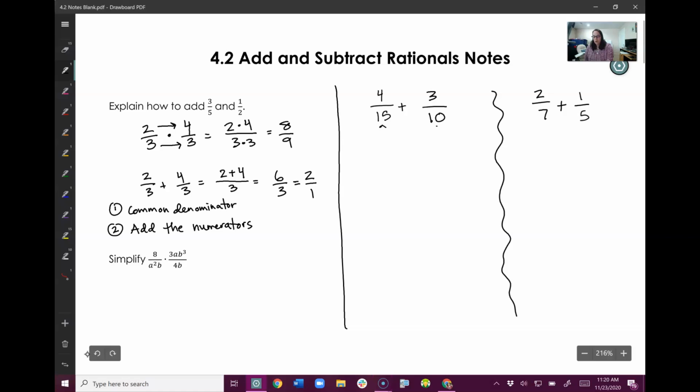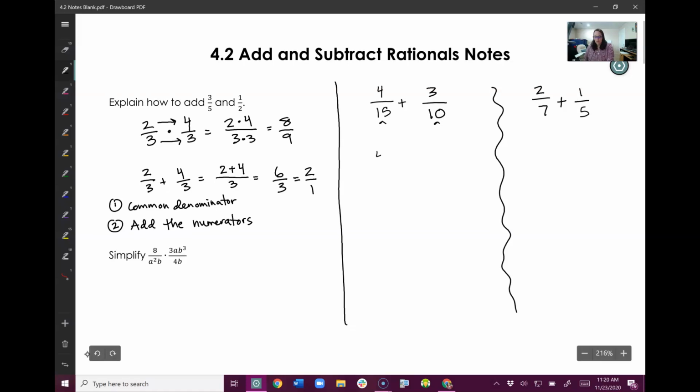You're going to start by simplifying the denominator. In this case, with normal fractions, that means factor trees. So we're going to change this 15 to 3 times 5, and change that 10 to 2 times 5. Now, to find a common denominator, we're going to multiply by what it's missing. Now, here's what I mean by that.